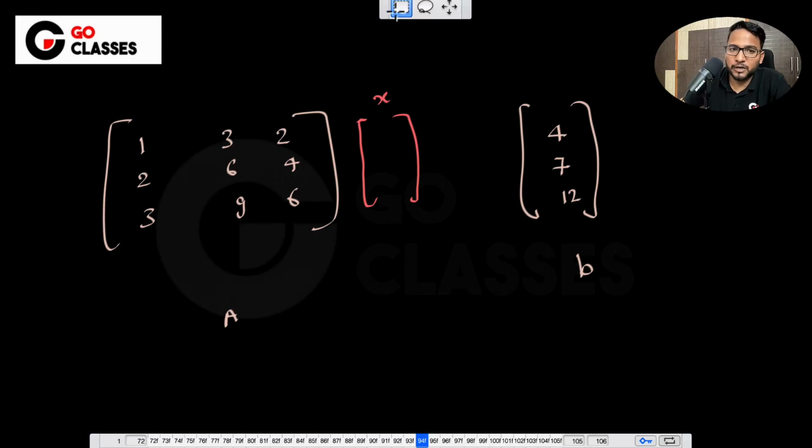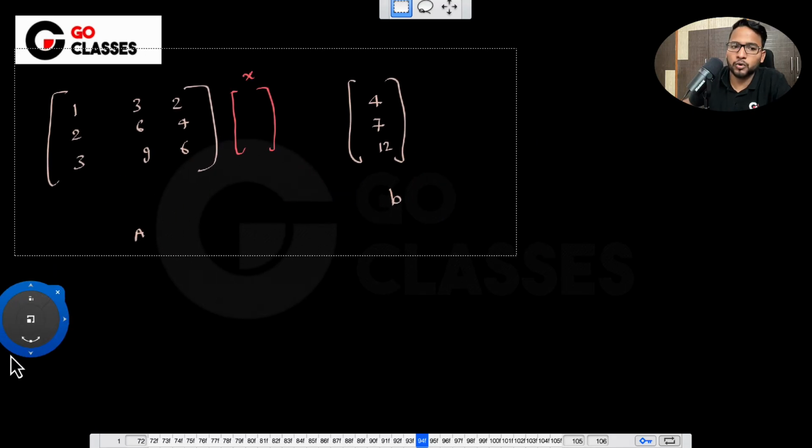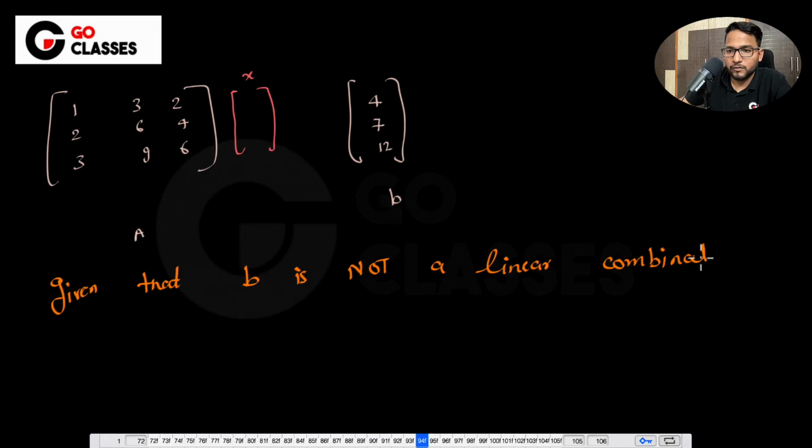So let me write the particular question. They are saying that this is A, this is B, and they also give you, you don't need to verify, they give you, given that B is not a linear combination of columns of A. Okay, let's say that this is given to us.